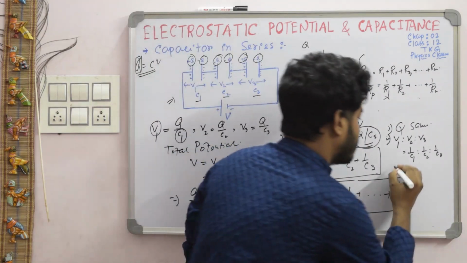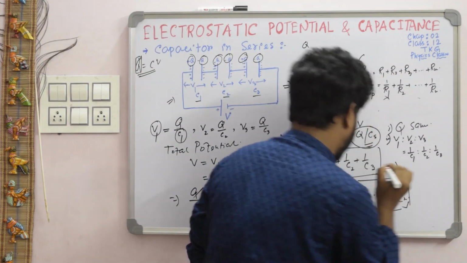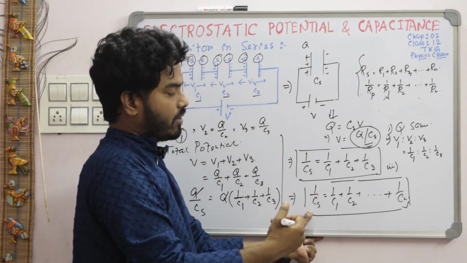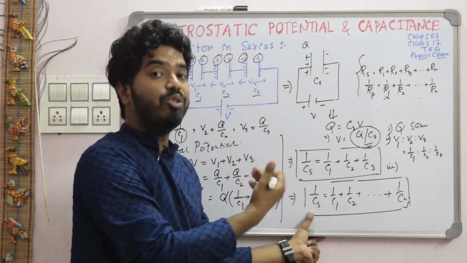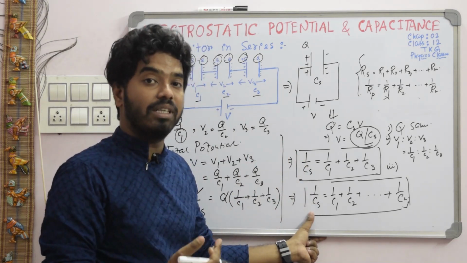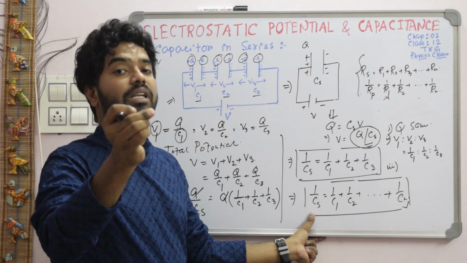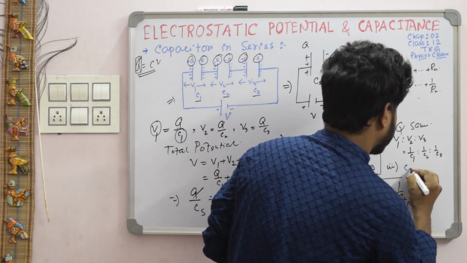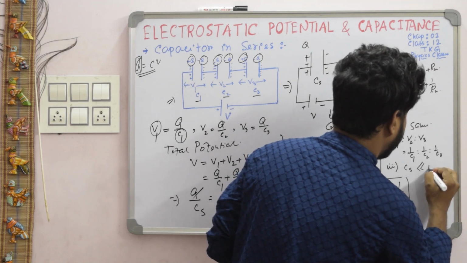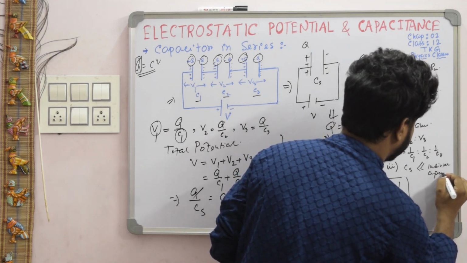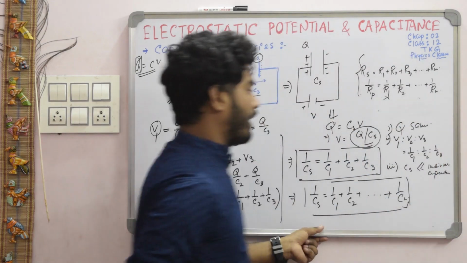And third point, according to the final formula, the equivalent capacitance is always smaller than the individual capacitances. Even the equivalent capacitance is smaller than the smallest individual capacitance. So Cs is smaller than the individual capacitance. So this is the point.